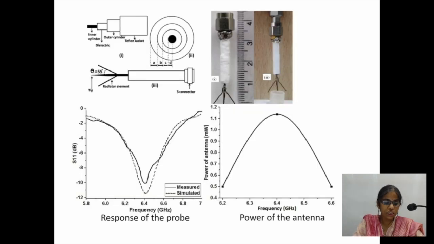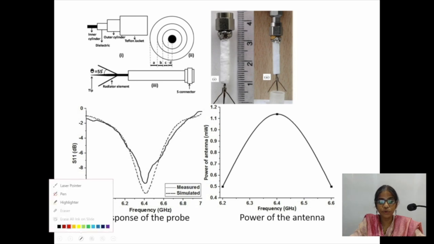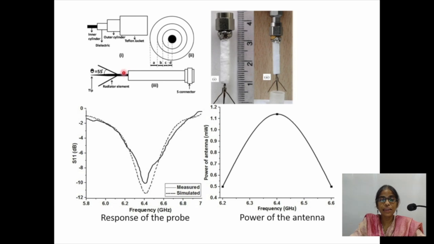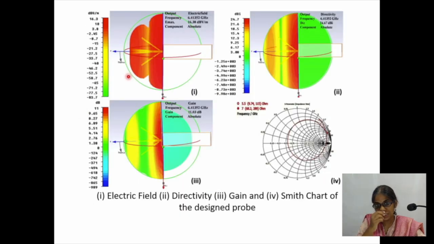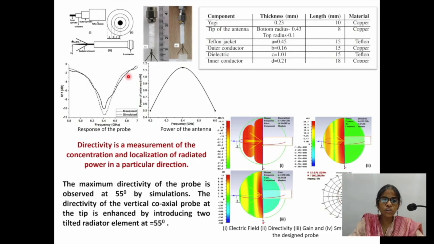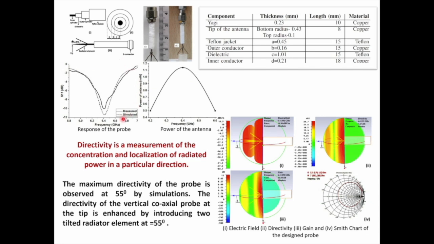In this work, we have a fork-type coaxial probe, which is shown here. It has a central conductor with two radiating elements on the side at 55 degrees. It was seen that at 55 degrees the antenna had maximum directivity, and this was found by simulation in CST Microwave Studio. Here you see the results of the simulations: electric field, directivity, gain, and Smith chart. This is the response of the antenna, and here you see all the design parameters of the antenna that was designed.